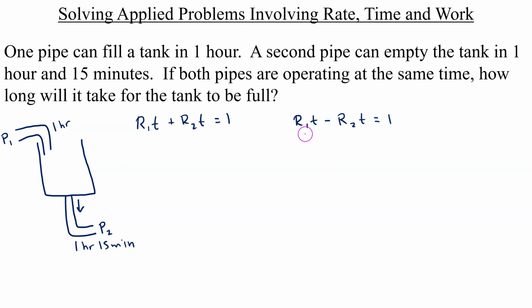Pipe 1's rate is 1 fill for every 1 hour. And then that's times time. Pipe 2 is 1 fill for every, and you'll see this isn't just hours, so we'll want to convert into hours. 15 divided by 60 would give us 0.25. So 1 hour 15 minutes is 1.25 hours.